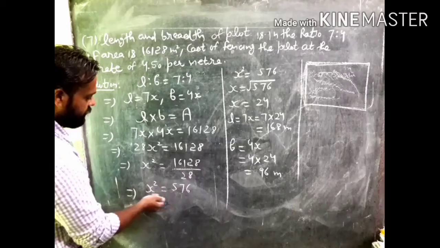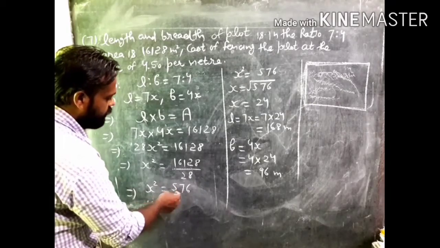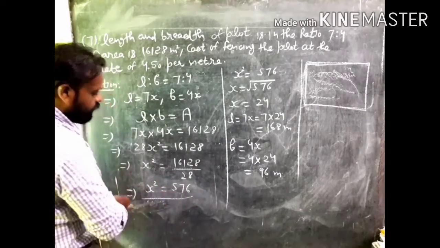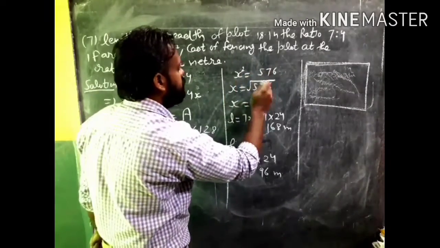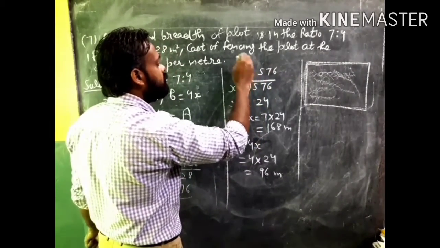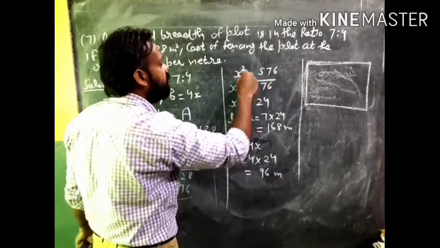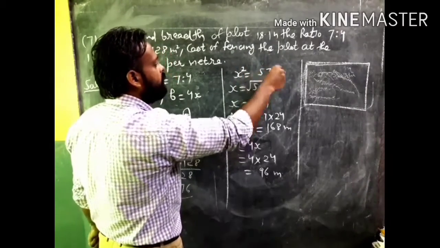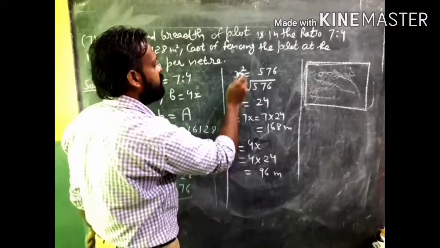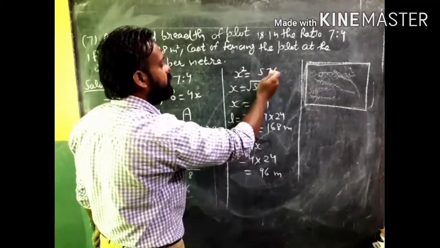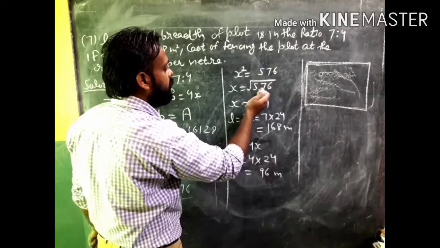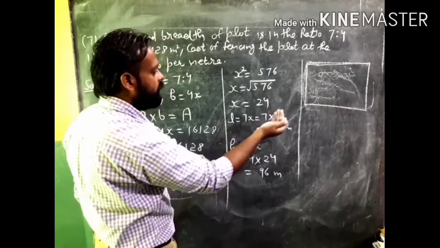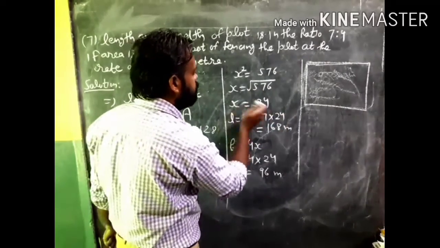So after cancellation it will become x square is equal to 576. Now we know that x square is equal to 576. Again, when we take this square to the other side, it will become a square root. So now you can see x is equal to under root 576. Now you can find the square root of 576. It will become 24. So the value of x is 24.